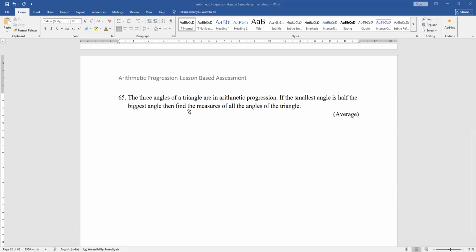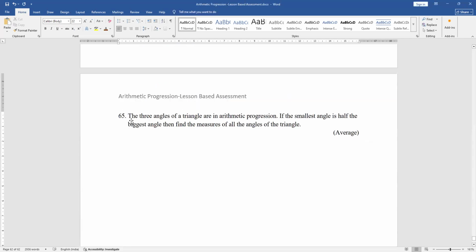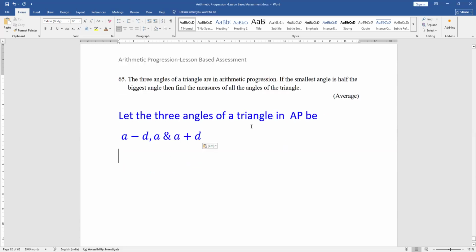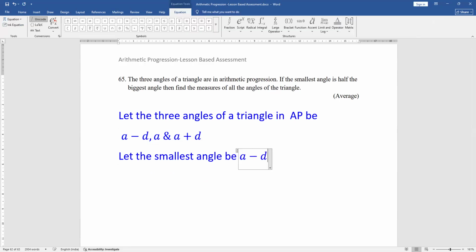Let us look at this. See, there are three angles, which means take the three terms. Because these angles are in AP, take the angles as a - d, a, and a + d. Okay, so let us write that statement: let the three angles of the triangle in AP be a - d, a, and a + d.